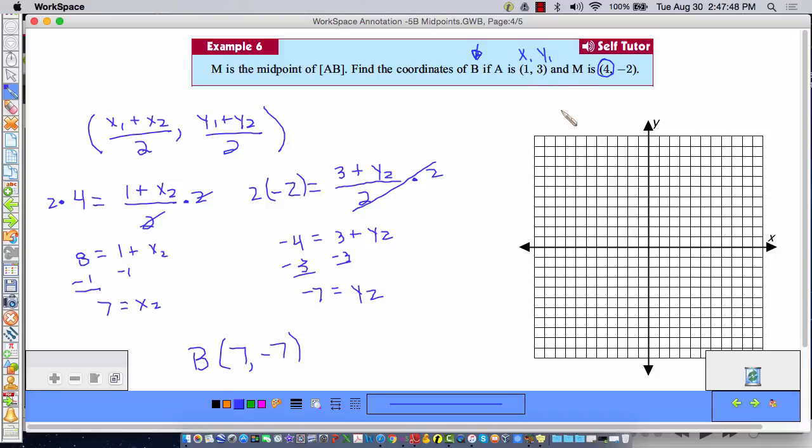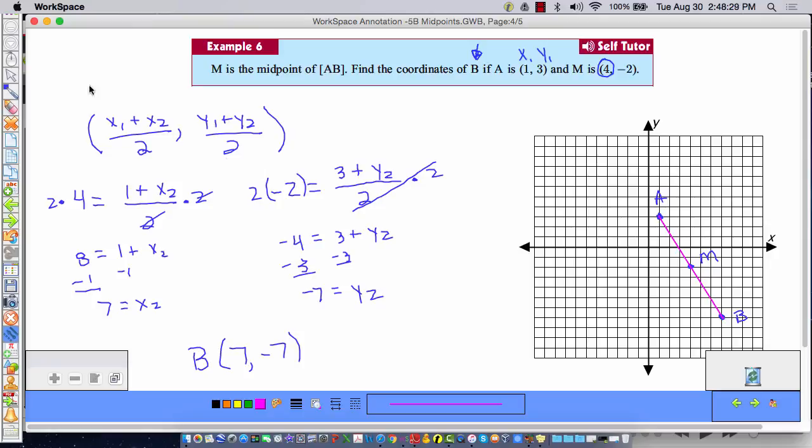So let's graph all these just to check it. A is (1, 3), right there. The midpoint is (4, -2). And then the point B is (7, -7). So I have A, which was given. I have the midpoint, and we found B. Looky there. And so I can connect those, and I think you can clearly see that looks like a legit midpoint.